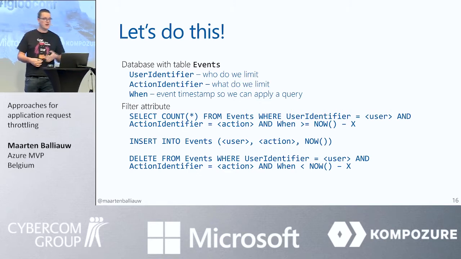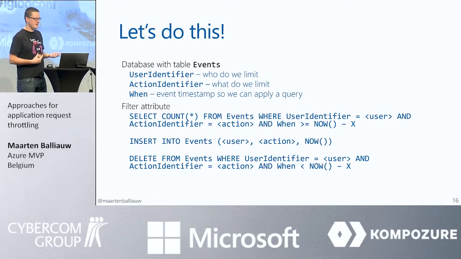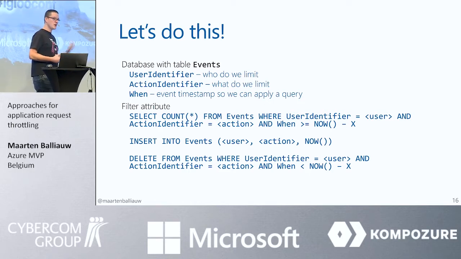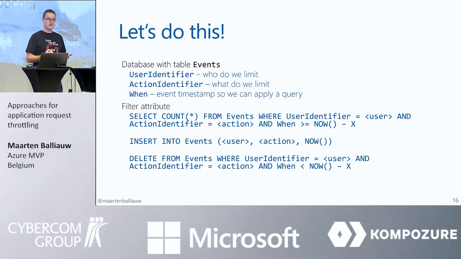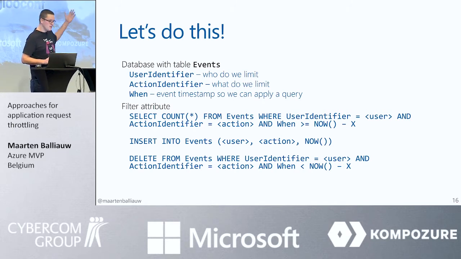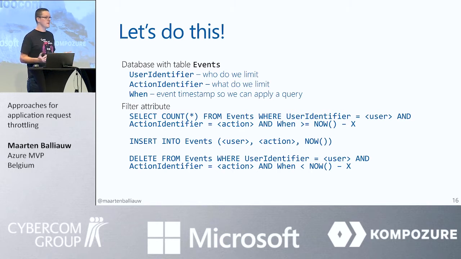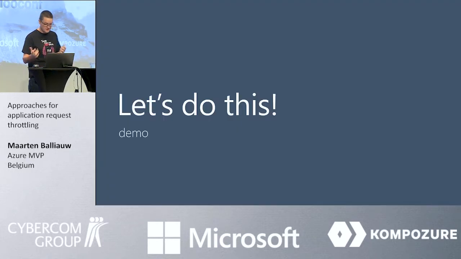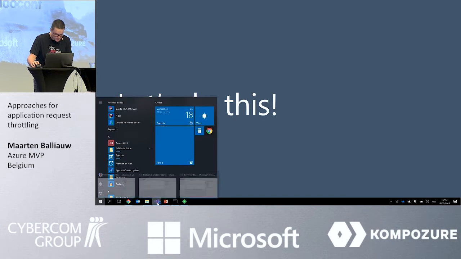The nice thing is we can write an MVC application filter attribute, for example, run a couple of queries and figure out if we should impose a rate limit on that user or not. So by writing these three queries, you can implement rate limiting in your application. So let's do this in an application.